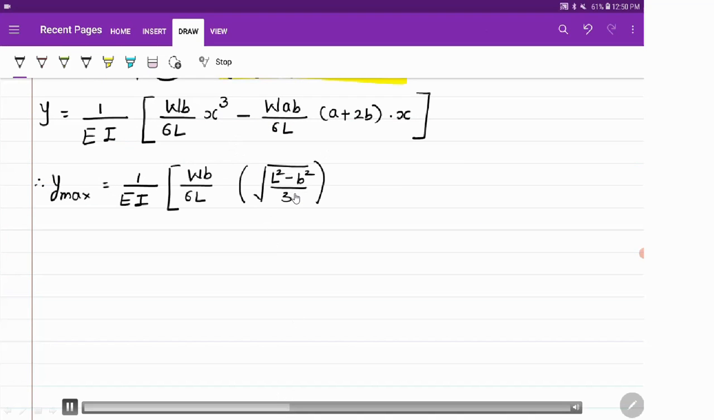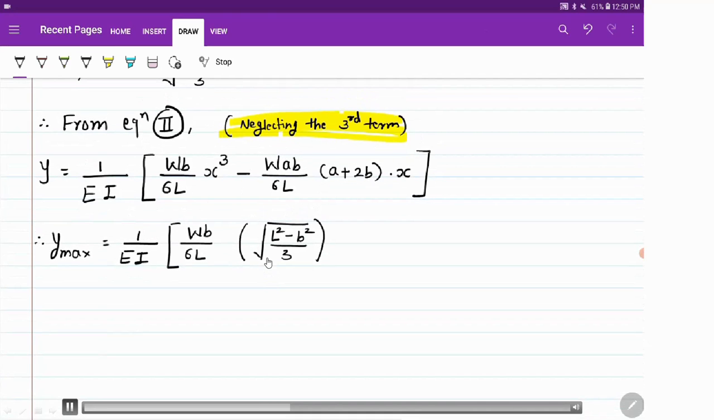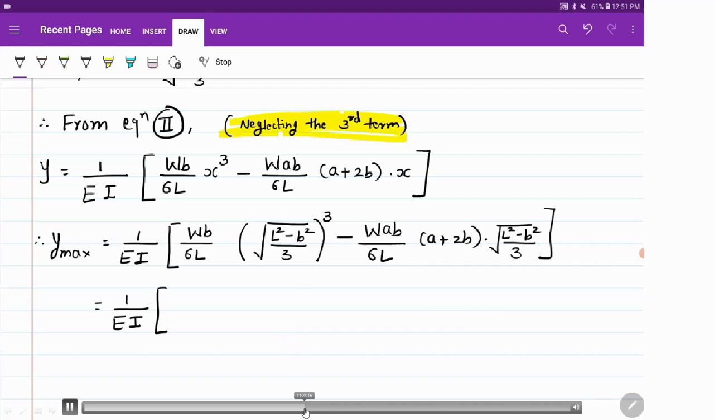Value of x is square root of (L square minus B square) by 3, and cube of that, minus WAB by 6L, (A plus 2B) into x, where the value of x is square root of (L square minus B square) upon 3. Now we have to simplify this particular term. So it is a very typical simplification.